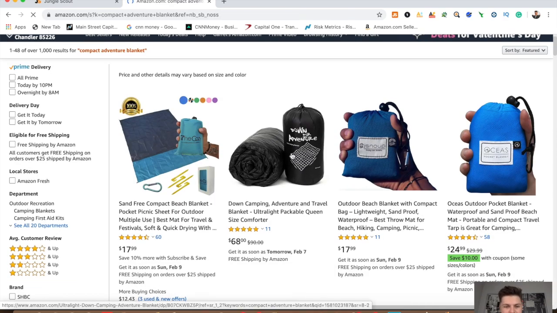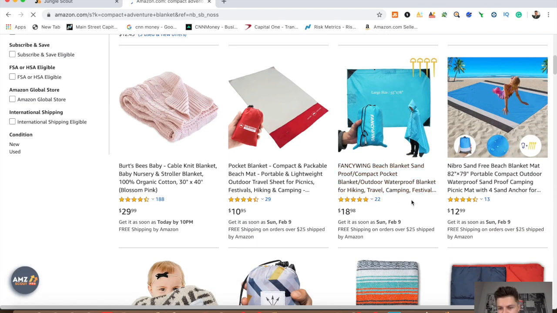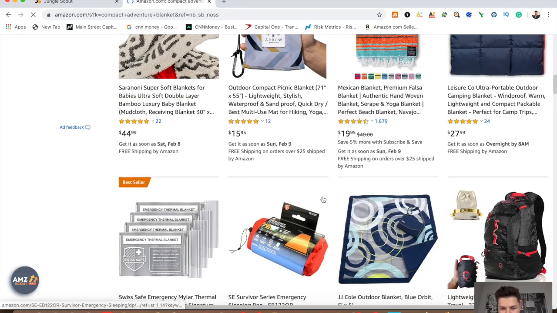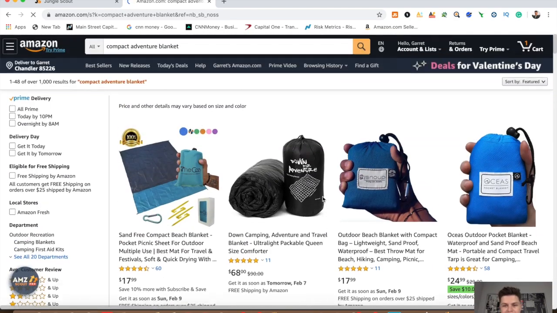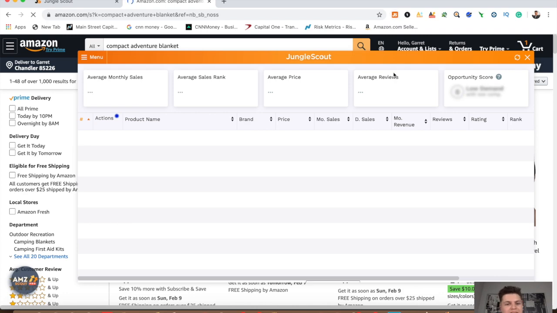These are compact, very small blankets. So we can see there's not a ton of competition here. 22 reviews. So as we can see, it's not that competitive. So that's what I like to see. Let's run Jungle Scout Chrome extensions, seeing what type of numbers these guys are pulling in.